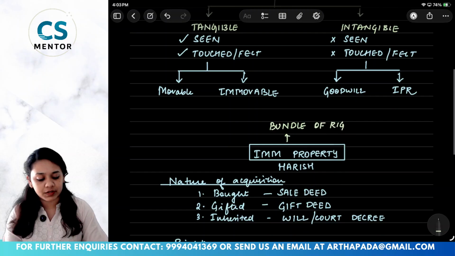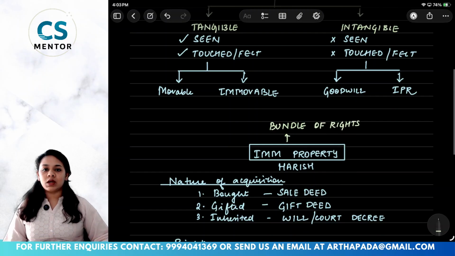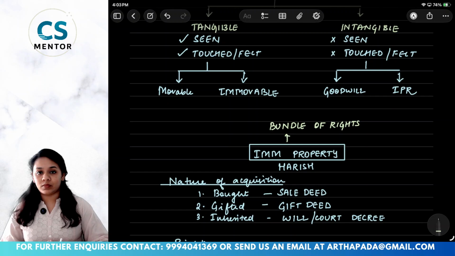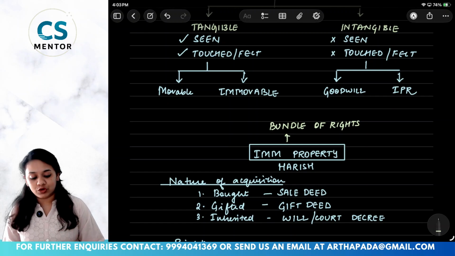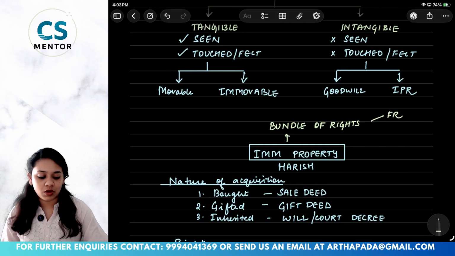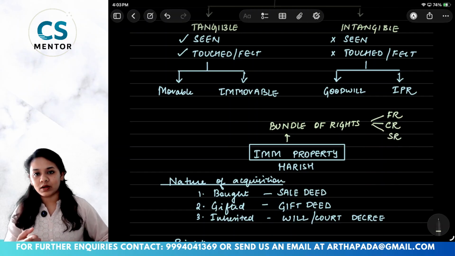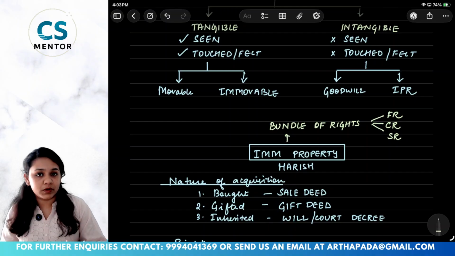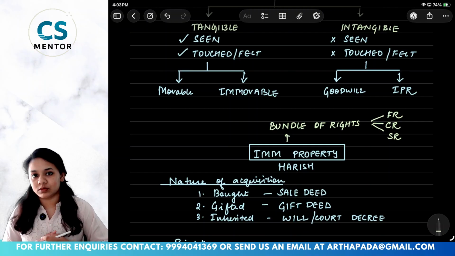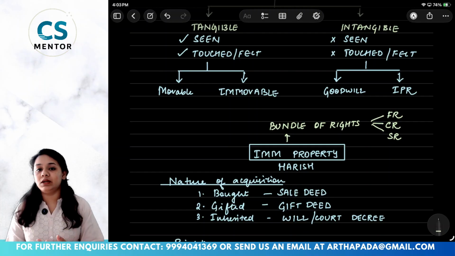A bundle of rights. You see, what is a bundle of rights? It means a lot of rights put together. Now, usually, if you look at the nature of rights, they can either be fundamental rights, or constitutional rights, or statutory rights. You'll get any one right or a few rights attached to it. But by being an owner of a property, you get 10, 20 rights attached with it. Okay, that's why we call it a bundle of rights.